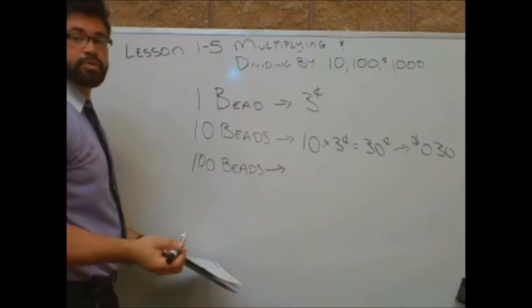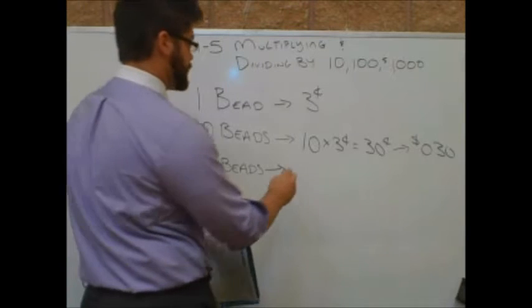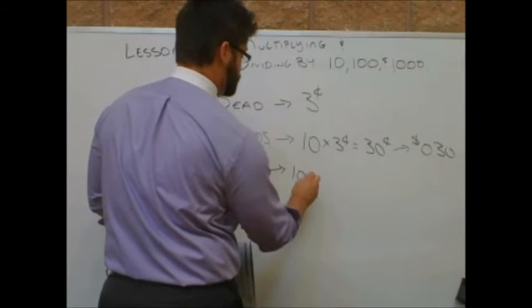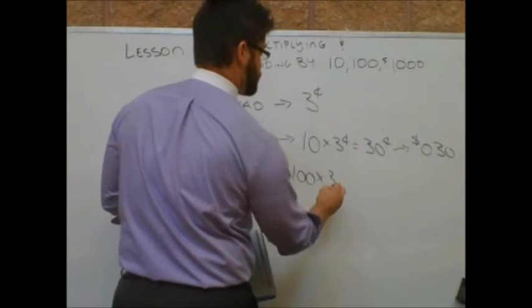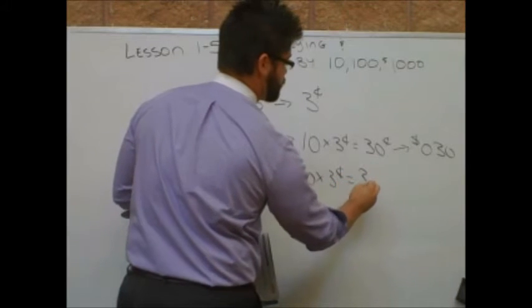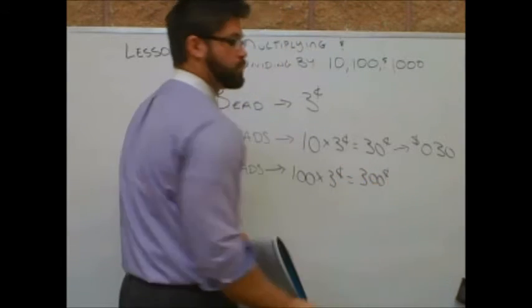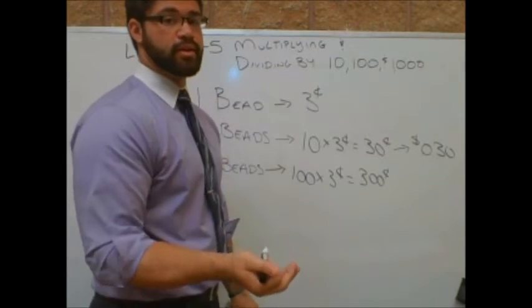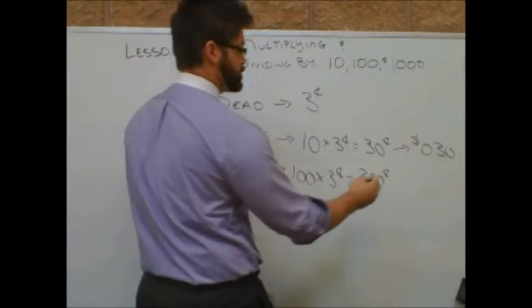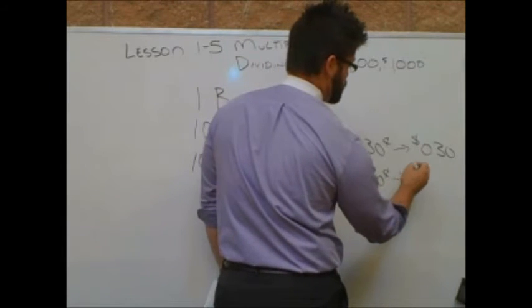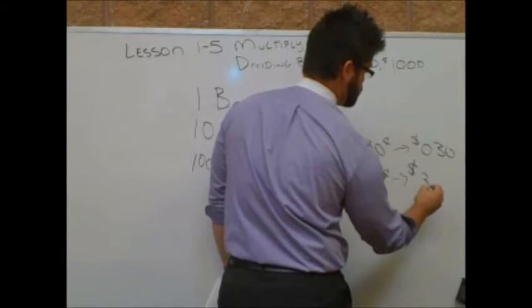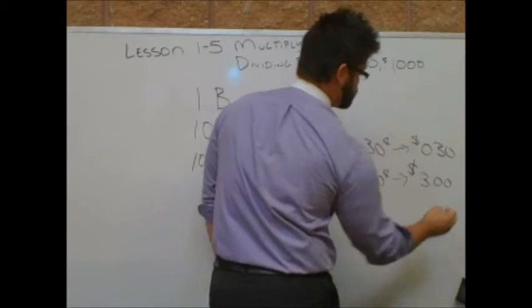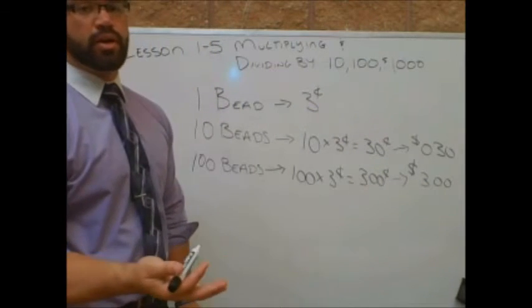Well, how are we going to figure out 100 beads? With 100 beads, we take 100 times that same 3 cents, and that's going to equal 300 cents. But you're not going to go to the store and they're going to say, all right, you owe me 300 cents. They're going to write that in dollars and cents notation again. And so you're going to end up owing them $3.